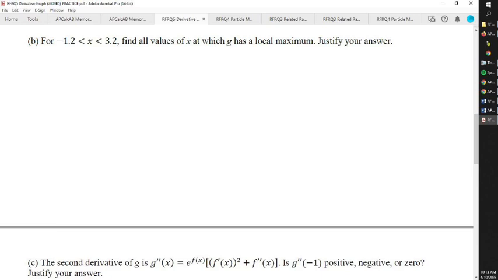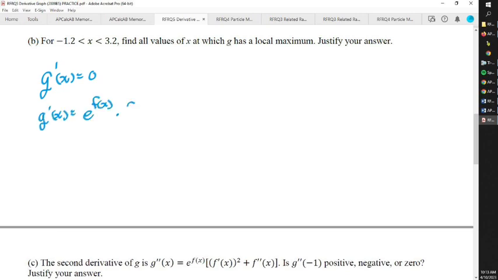Do you guys remember how to find critical values and do a sign line graph? That's how we can find local mins and maxes, and so that's what I'm going to do. We need to set g prime equal to 0. Why? Because that's how we get our critical values. So what does g prime look like?